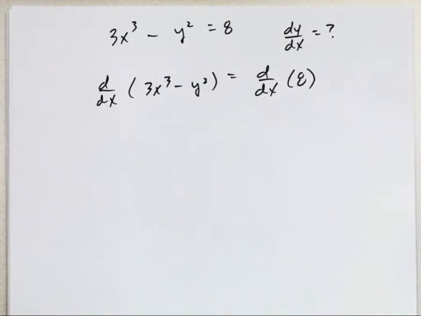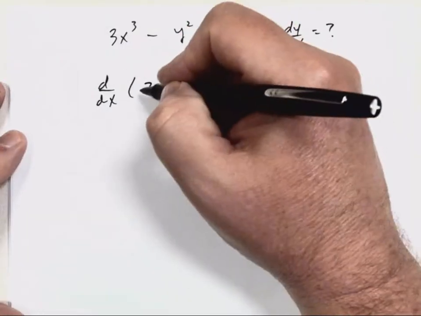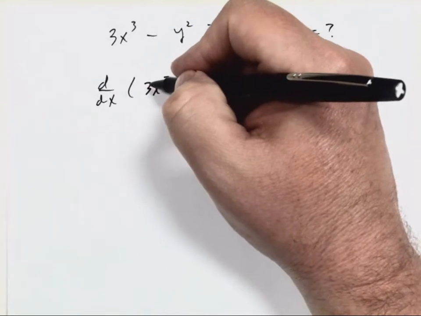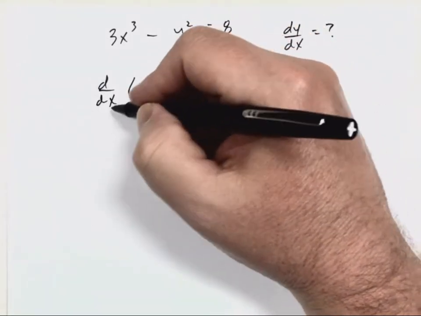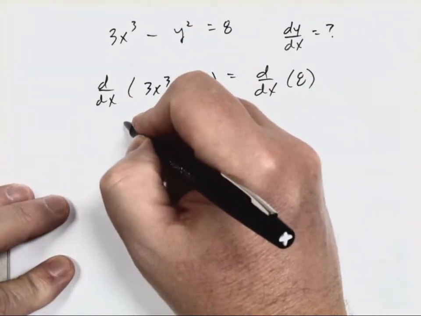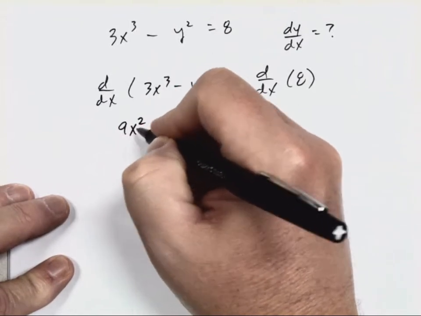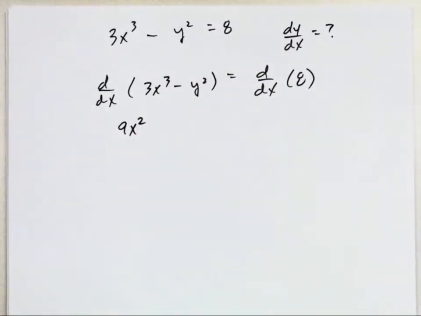So I'm simply going to take the derivative of both sides with respect to x. And I start applying my derivative rules, but I have to be aware of the variables to know what I have to do. So this first one is the derivative of 3x cubed with respect to x. The variables are the same. I just apply my normal derivative rules and I'm done.